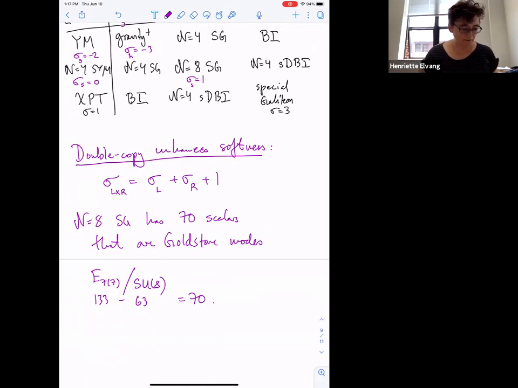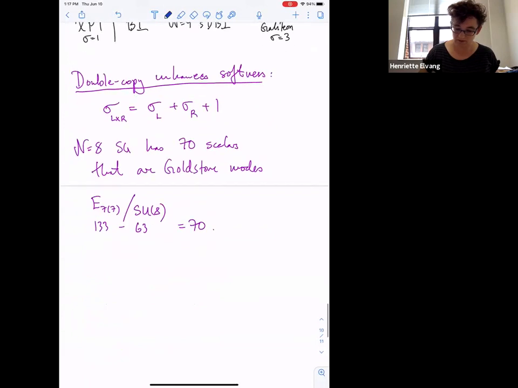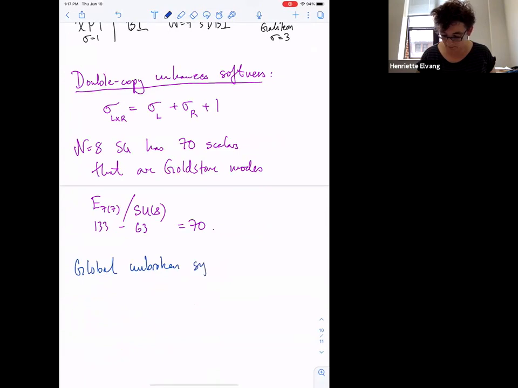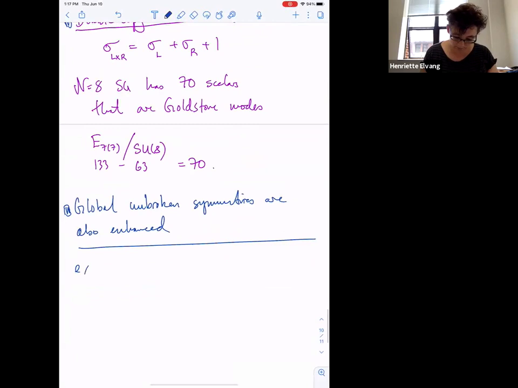Okay, and another funny thing that is enhanced in the double copy is global symmetries. In the sense of global unbroken symmetries are also enhanced in a really spectacular way. Global unbroken symmetries are also enhanced. And so let me give you an example of that. Well, actually, I'll give you 2 examples.